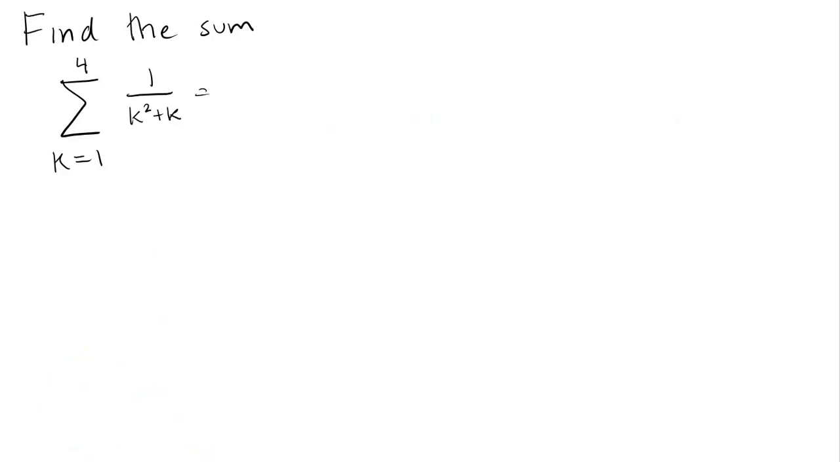This says find the sum from k equals 1 to 4 of 1 over k squared plus k. Again, we're going to take this slow. This is the formula for some sequence a sub k.